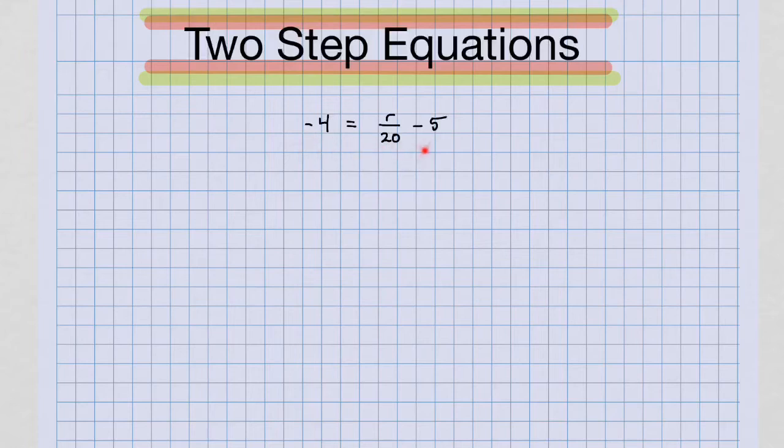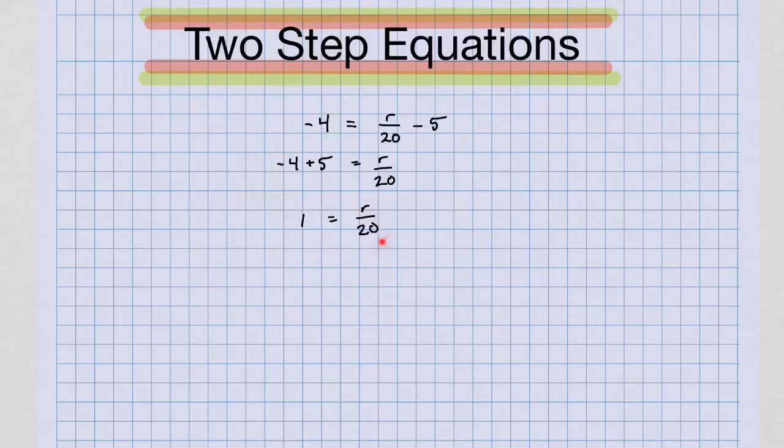Okay, so we want to get this variable r by itself. We're solving for r. We notice that here we have a number being subtracted. To get rid of minus 5, we need to add 5 to both sides. To get it across the equation, we need to add 5 to both sides. So now we have negative 4 plus 5 equals r over 20. Okay, 1 equals r over 20, doing our arithmetic from this step to this step.